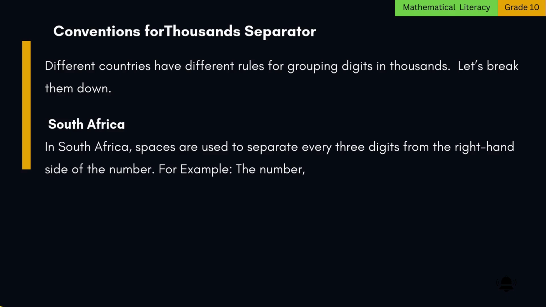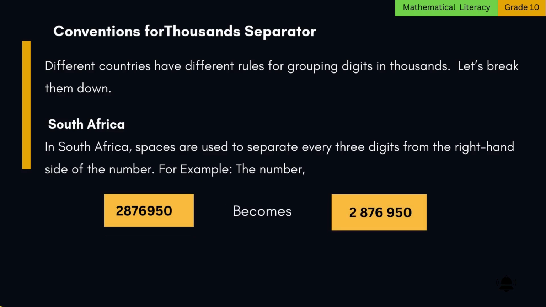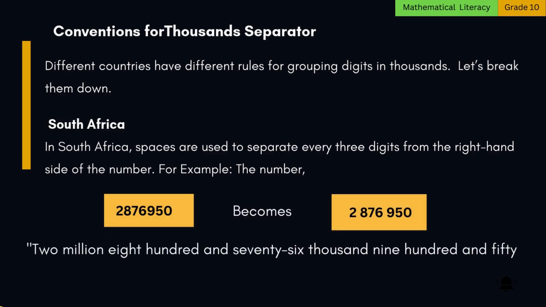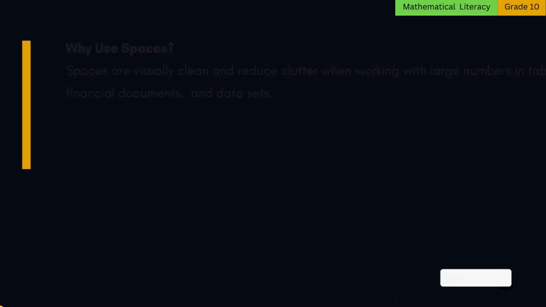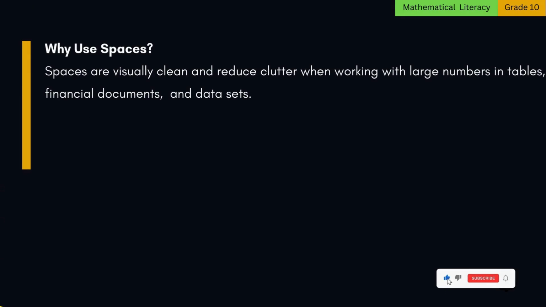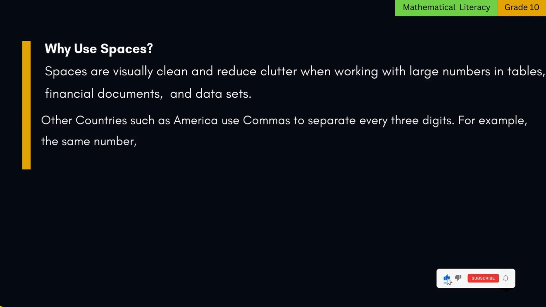For example, the number becomes, and this is read as 2,876,950. Why use spaces? Spaces are visually clean and reduce clutter when working with large numbers in tables, financial documents, and data sets. Other countries such as America use commas to separate every 3 digits.